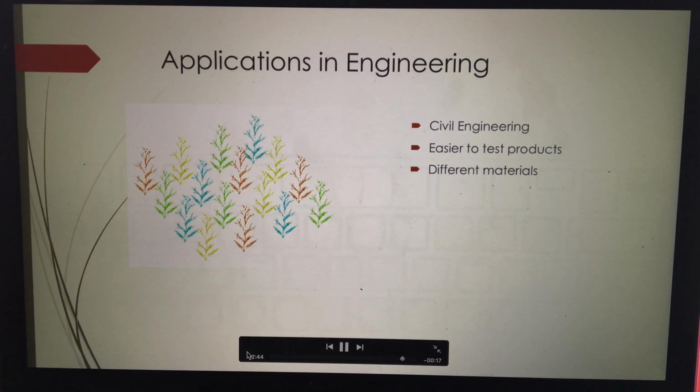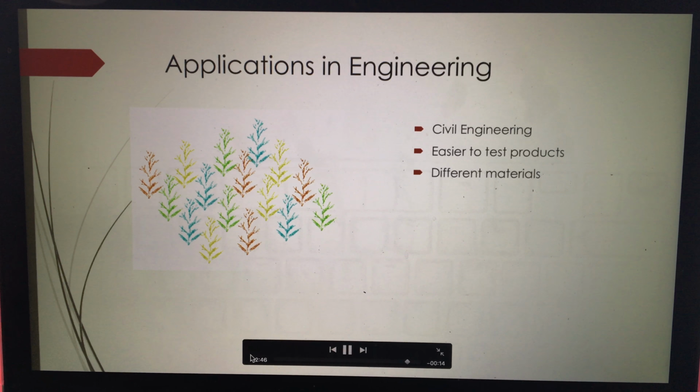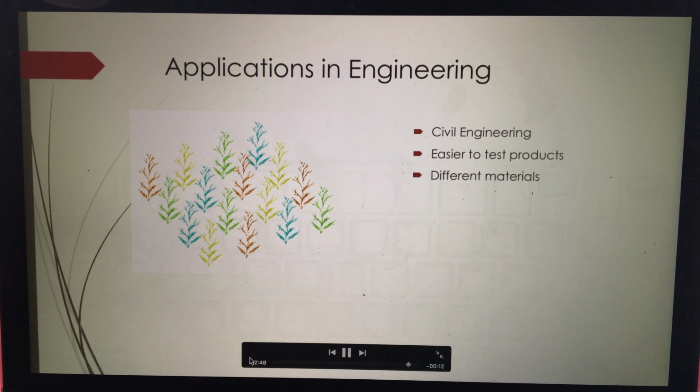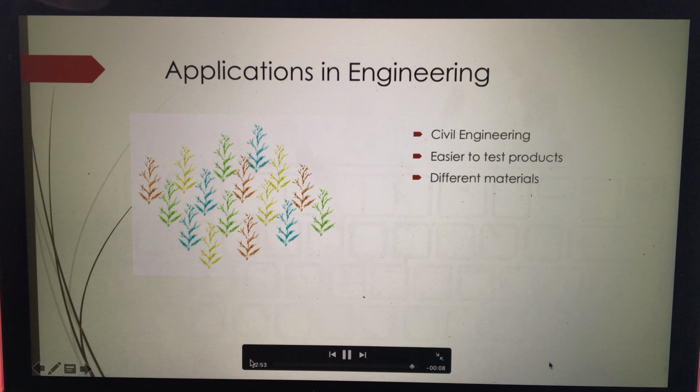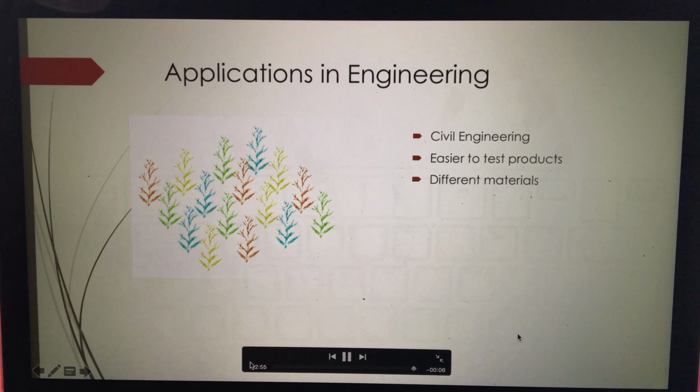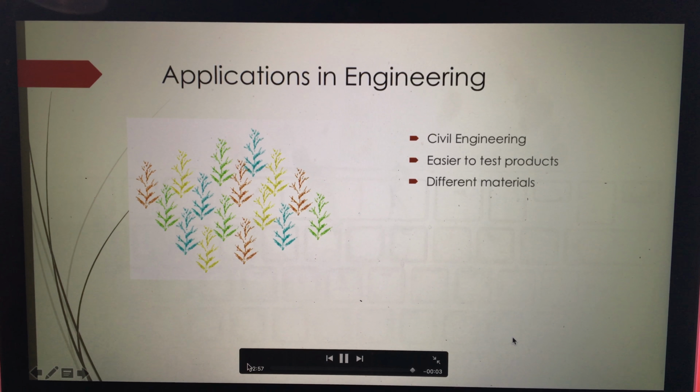In engineering, it is mostly used for civil engineering, as you can see with the agricultural purposes, and it allows comparisons between alternatives of different materials and experiments to see which one works best, and it is an efficient way to test projects.